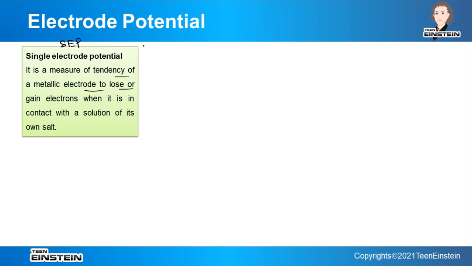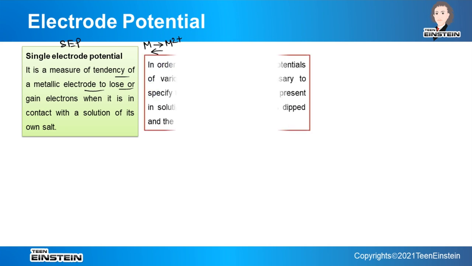So suppose you have a metal M and its salt, that is M2 plus, so it may be converted from M to M2 plus, or there may be the opposite tendency, that is it will accept electrons and be converted to metal M. So from this single electrode potential we can understand whether the electrode will have a tendency to lose electrons or gain electrons. That idea we can get from single electrode potential, because this is a measure of the tendency of this electron gain or loss. So this is single electrode potential.